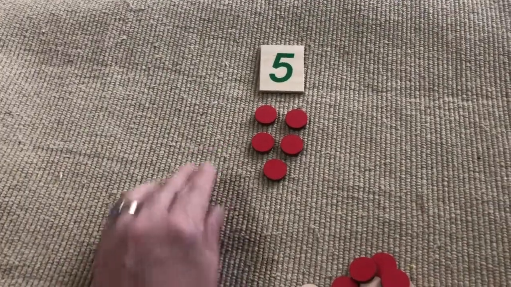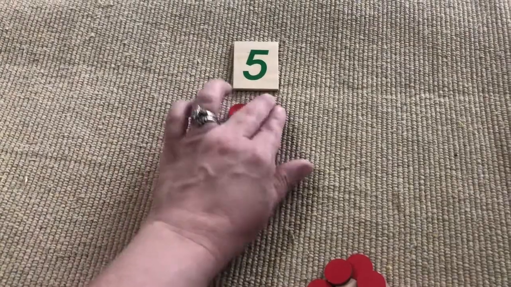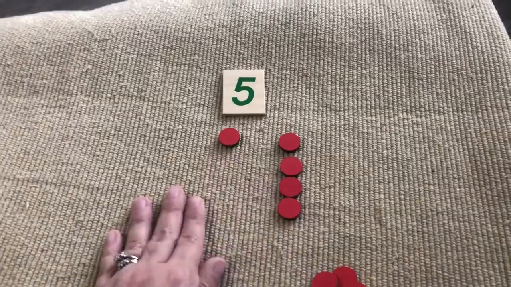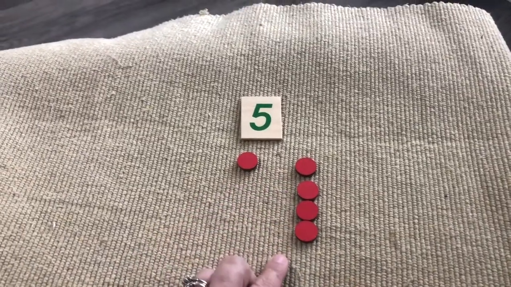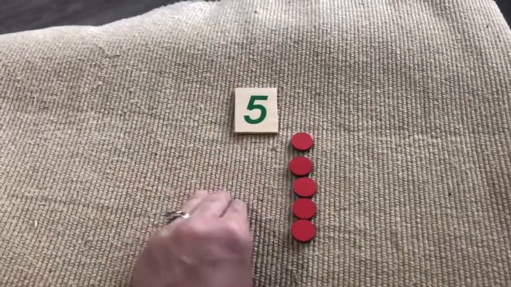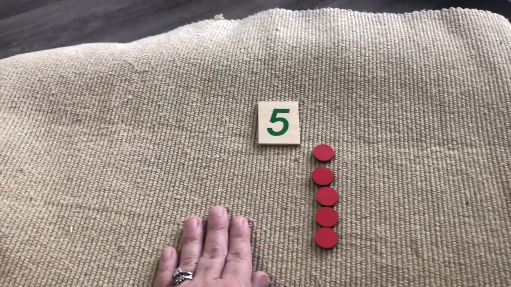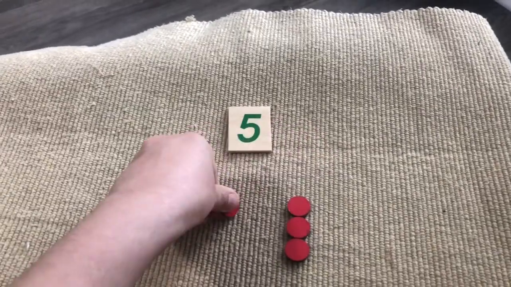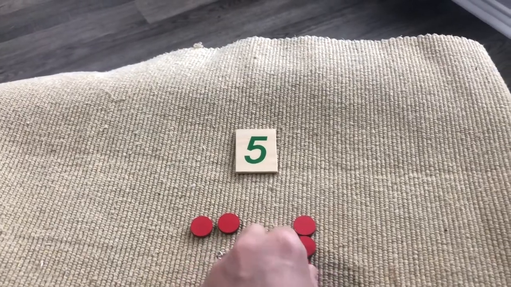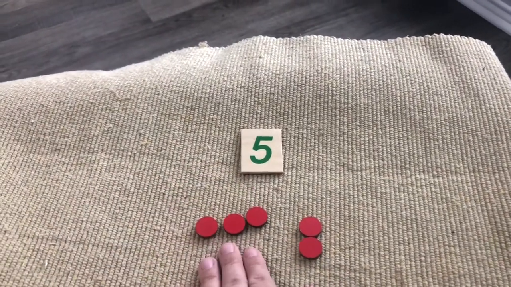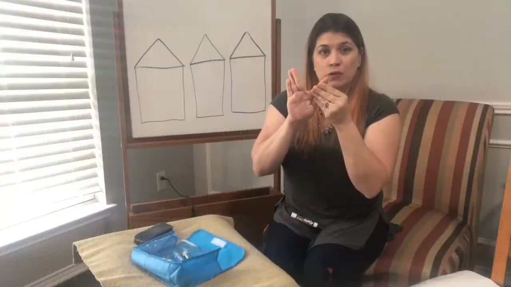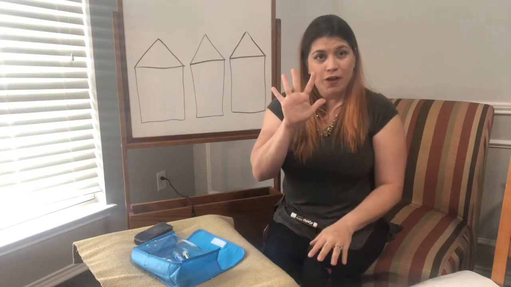Let's think of some different ways to make 5. We could do 1 plus 4. 1 plus 4 equals 5. We could do 0 plus 5 equals 5. We could do 2 plus 3 equals 5, or 3 plus 2 equals 5. Because 2 plus 3 equals 5.